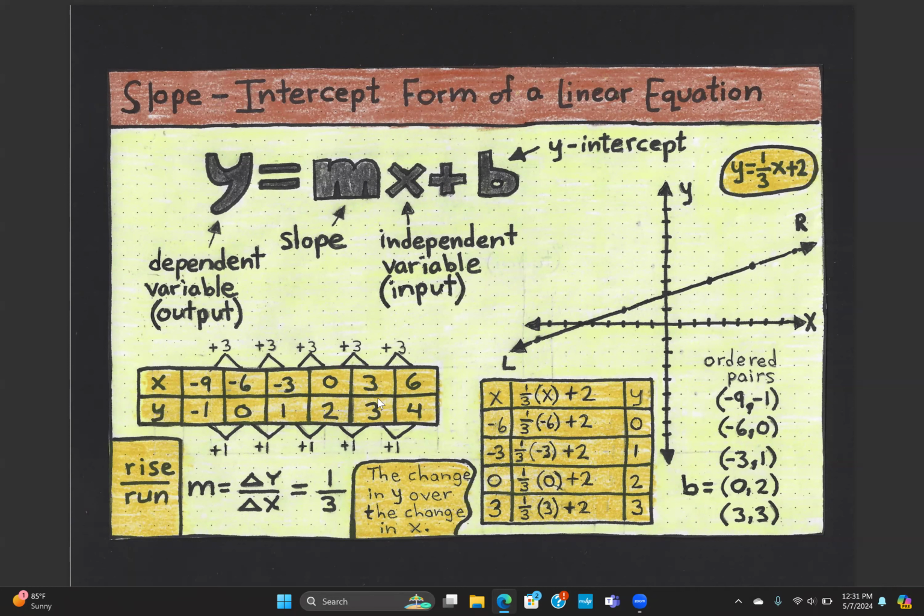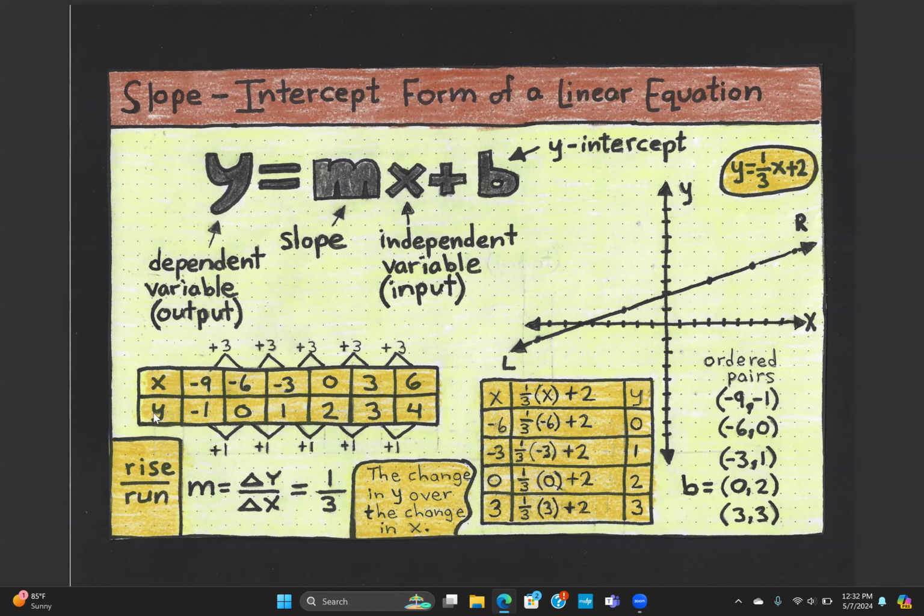We have this table of values, and this table of values is the secret to how we get this linear equation. Here's how we're going to find 1/3 first. We notice with our input values of x, we have -9, -6, -3, 0, 3, 6. It is increasing by 3. That is the change in x. So it's changing by a positive 3 as we go along the input values of x.